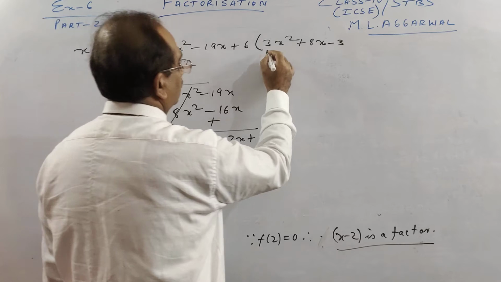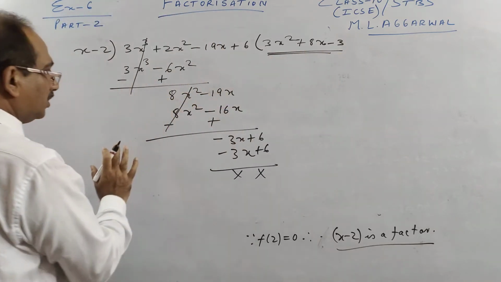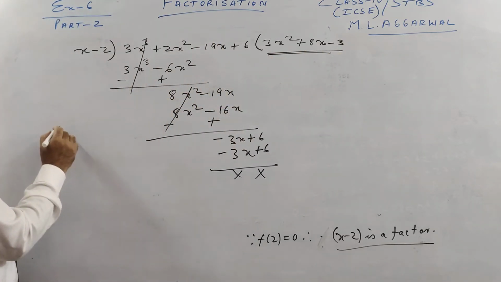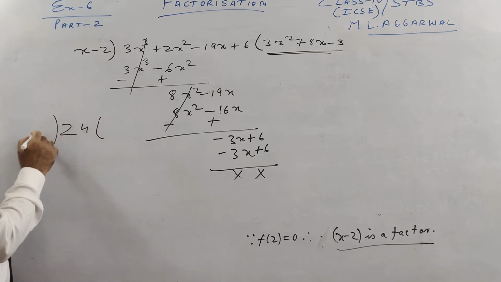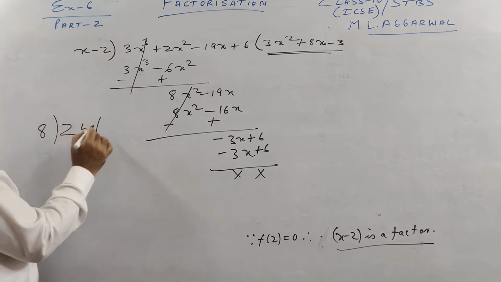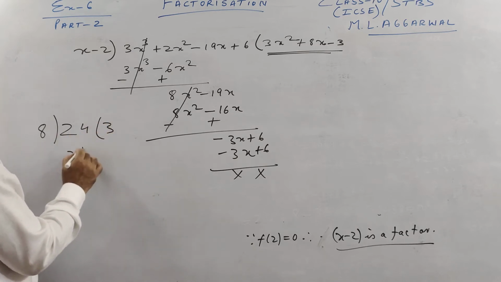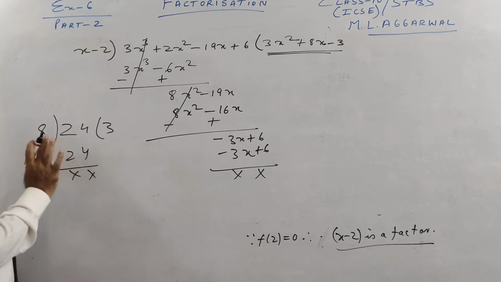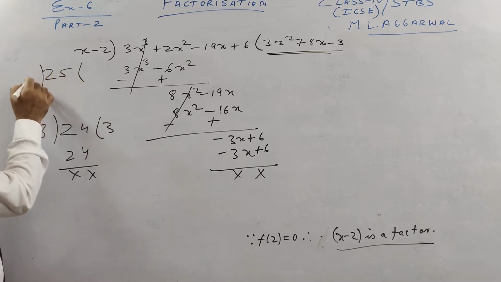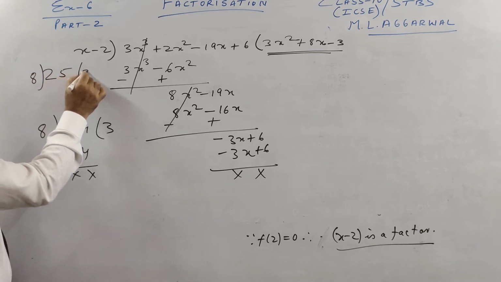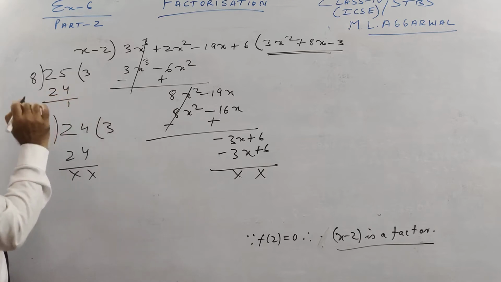Now we got this. So finally, if you see, children, one small example I'll give you. Suppose you have 24 and you divide it by 8. So 8 3s are 24. And another thing I'll show you, 25 you divide by 8, 3s are 24, so the remainder is 1.